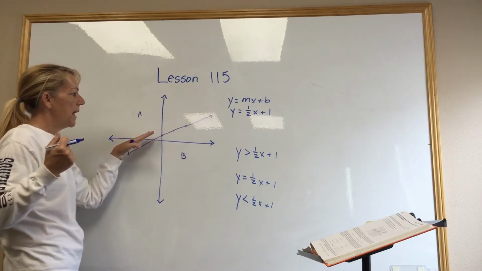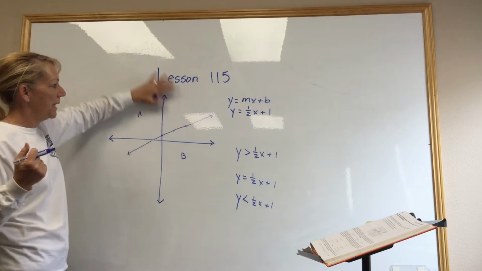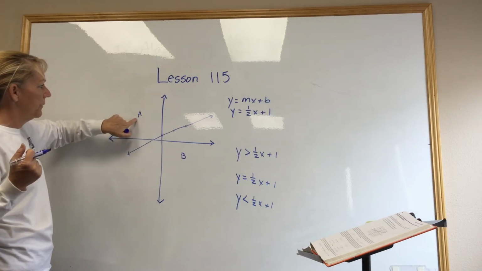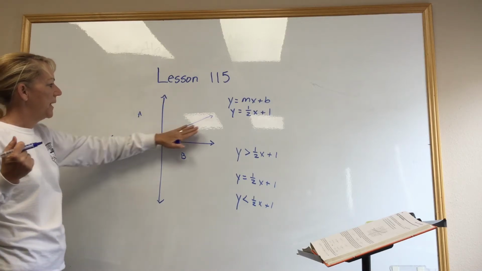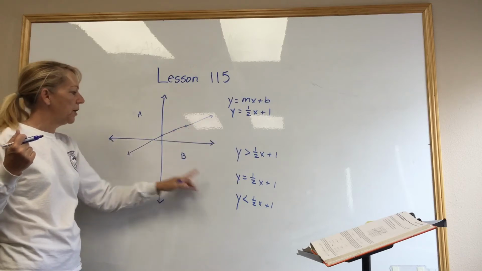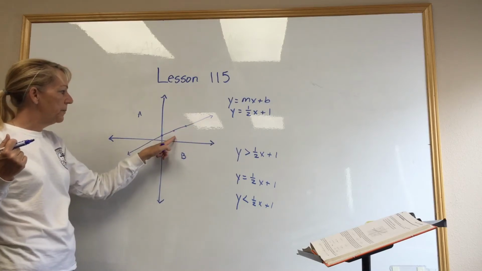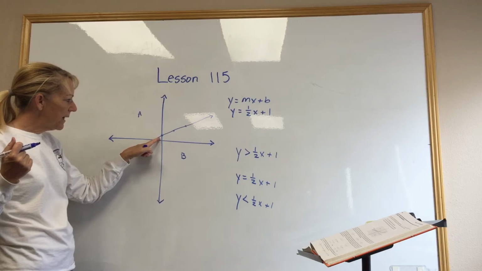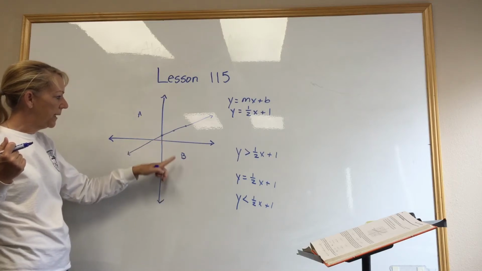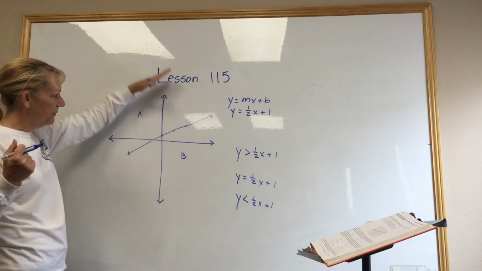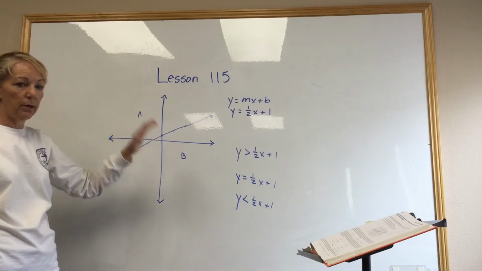So here it is. Everything greater than that line would be in region A, we're going to say. And everything less than that line, we're going to call region B. So region B could be all the way up here, even right there. Anything below that line is region B. Anything above this line is region A, is what we're going to call it.